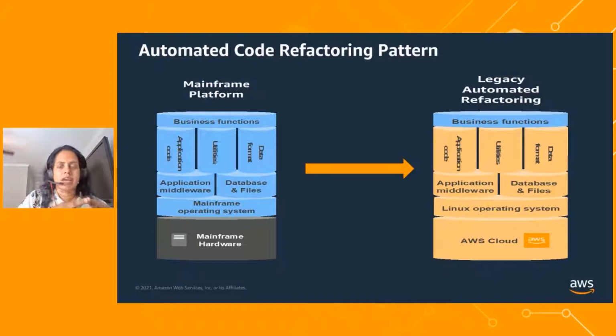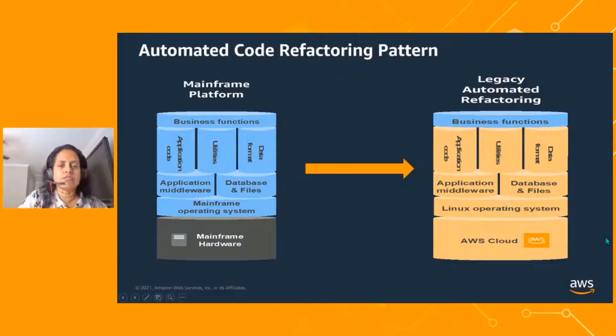So what is this pattern? In this pattern, the code, the data, and any associated dependencies are automatically converted to a modern language, a data store, and a modern framework as well. With this pattern, you're guaranteed functional equivalence as compared to what you have on mainframe today.